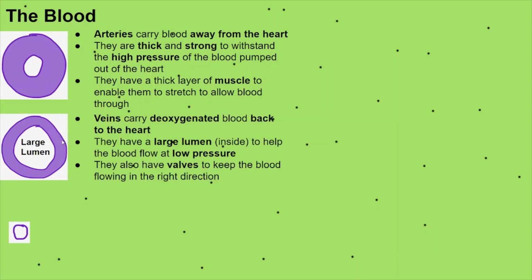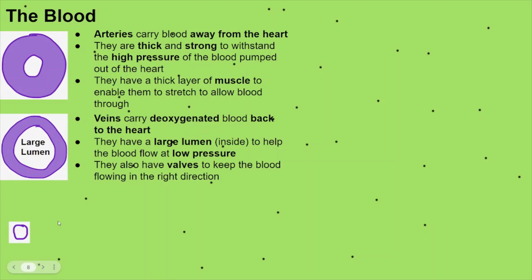And then we have the veins, which carry the deoxygenated blood back to the heart. They have a large lumen, and this is the inside of the vessel. They call it the lumen. What an awesome word. This helps the blood flow at the low pressure, because obviously it's got to flow, I don't know, up your legs, back into the heart. And they also have valves to keep the blood flowing in the right direction.